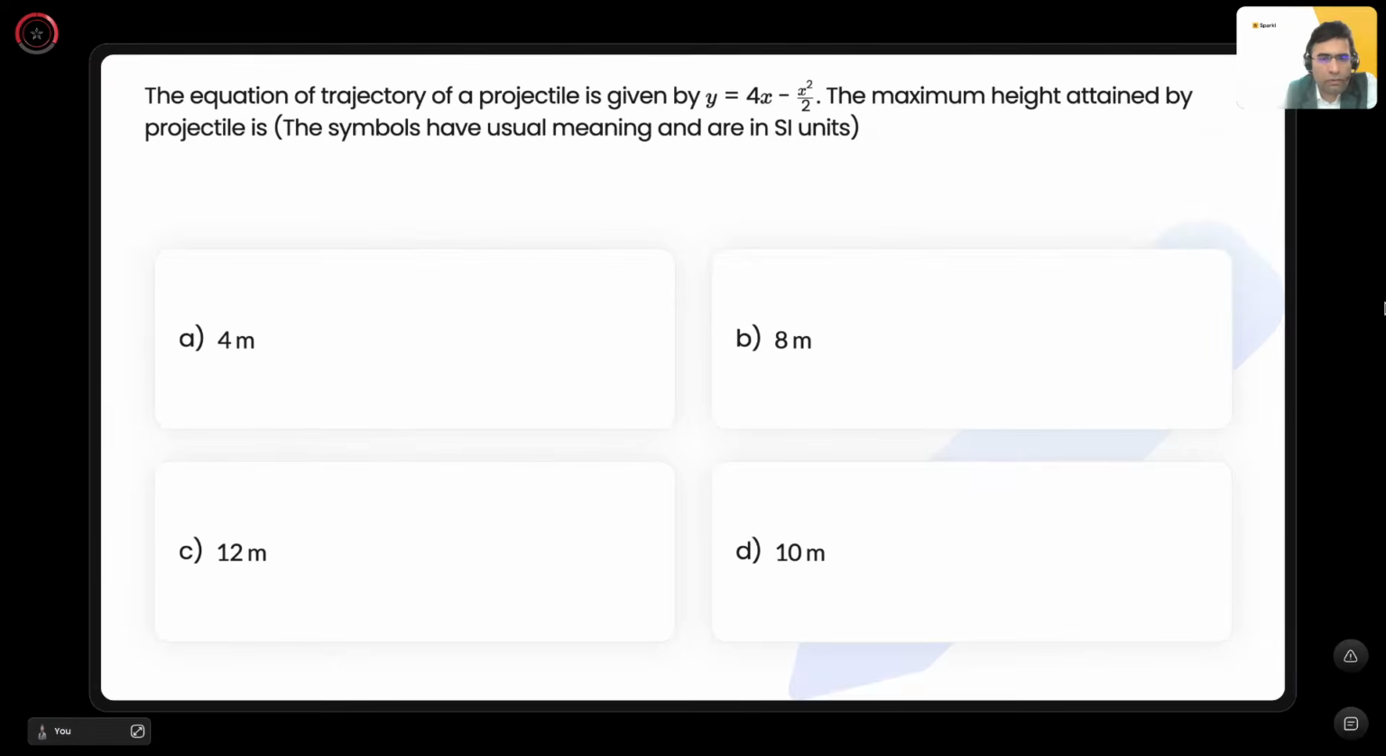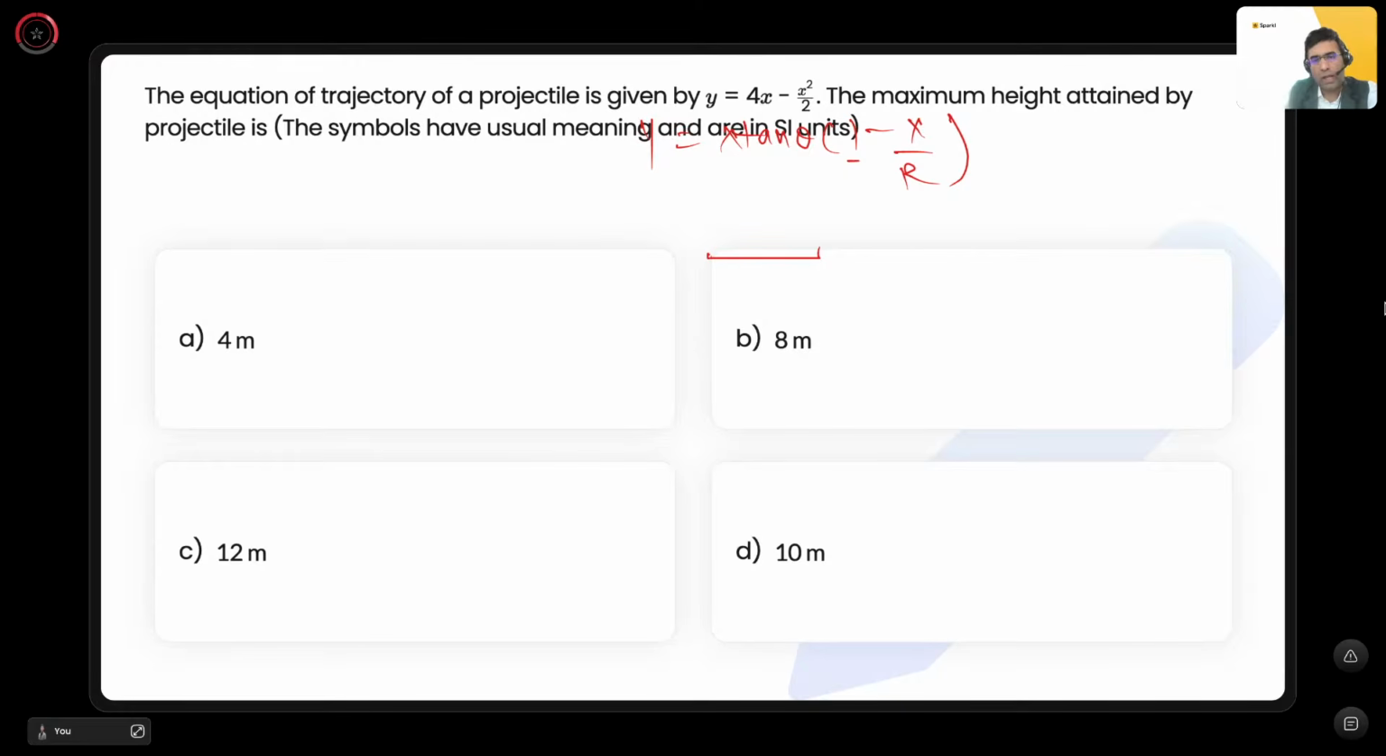The equation of trajectory of a projectile is given by y is equal to 4x minus x square by 2. The maximum height attained by the projectile is. So again इक्वेशन ऑफ ट्रेजेक्टरी पर ये क्वेश्चन है, कंपेयर करना होता है. तो व्हाट इज द इक्वेशन ऑफ ट्रेजेक्टरी? सो इट्स x tan थीटा इंटू 1 माइनस एक्स अपॉन आर. सो लेट्स कन्वर्ट इट इनटू दिस फॉर्म.